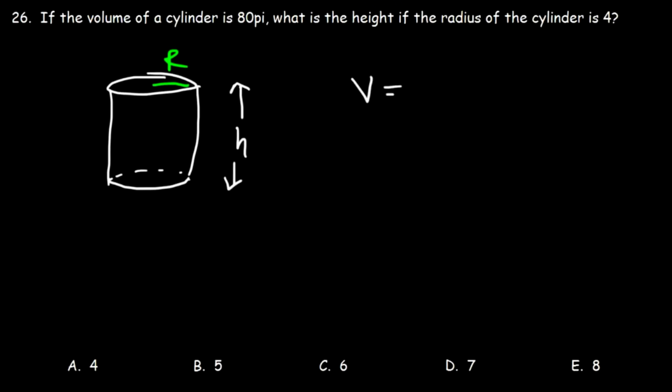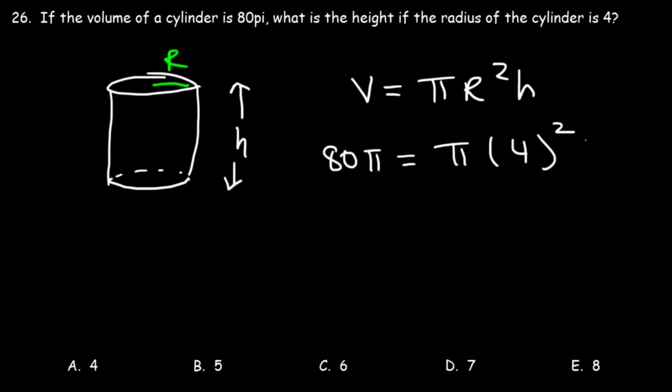The volume of a cylinder is pi r squared times the height. It's basically the area of the circle times the height. Now the volume is 80 pi, and the radius is 4. And we just got to find the value of h. So we can cancel pi. We could divide both sides by pi.